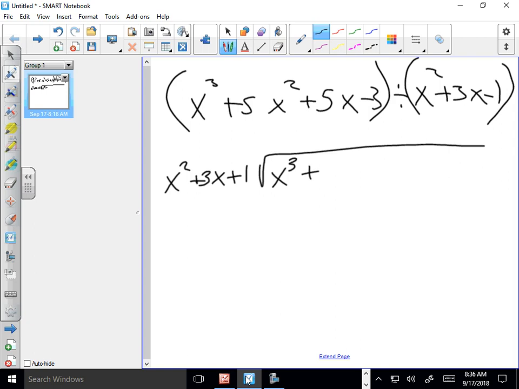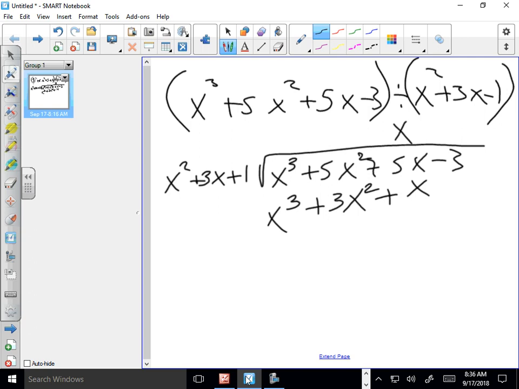X to the third plus 5x squared plus 5x minus 3. And say, okay, what do I have to multiply this by to turn it into this? An x. Okay. And then x gets distributed to each of these. X to the third plus 3x squared plus x.